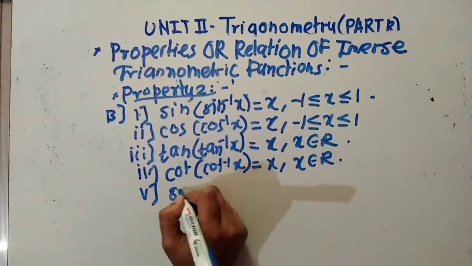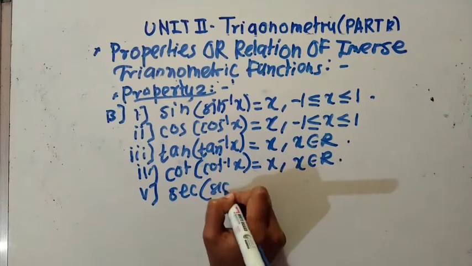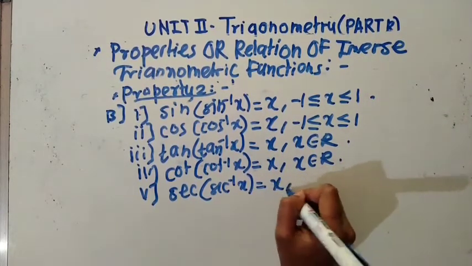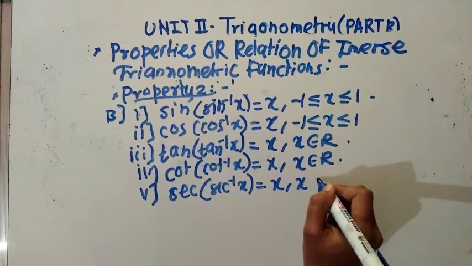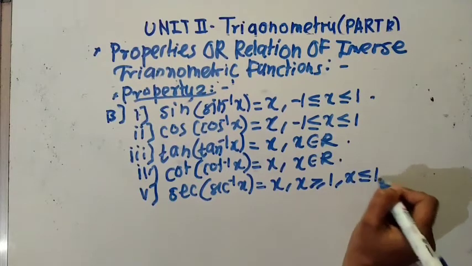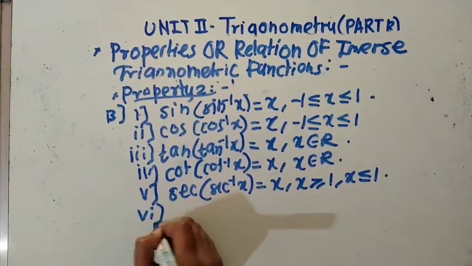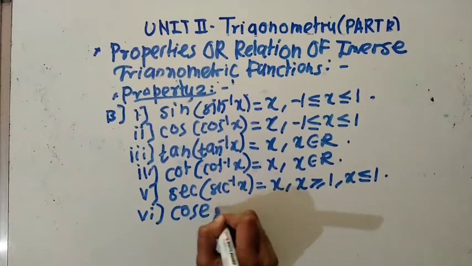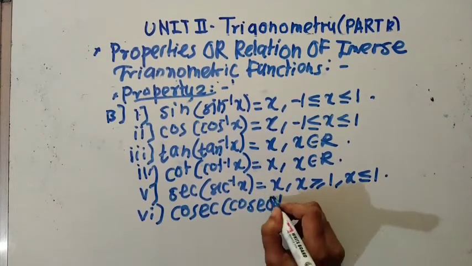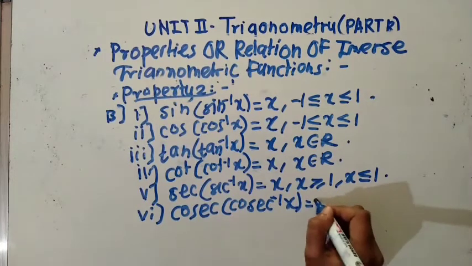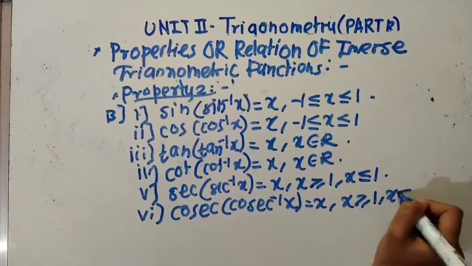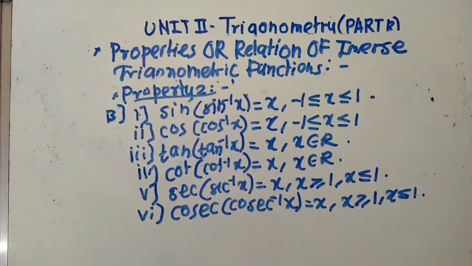Then next property, sec of sec inverse of x is equal to x, where x is greater than or equal to 1 or x is less than or equal to minus 1. Then last property, cosec of cosec inverse of x is equal to x, where x is greater than or equal to 1 or x is less than or equal to minus 1.